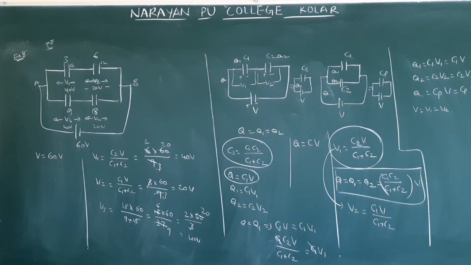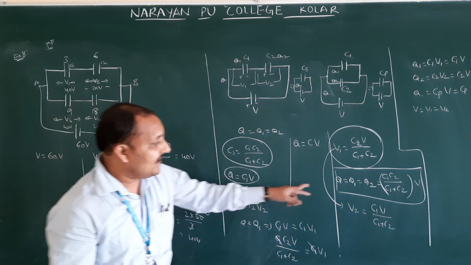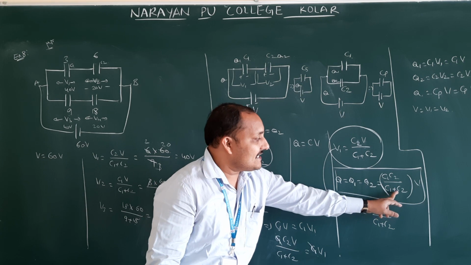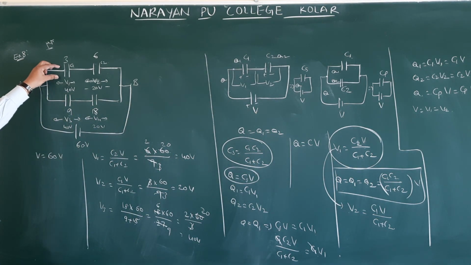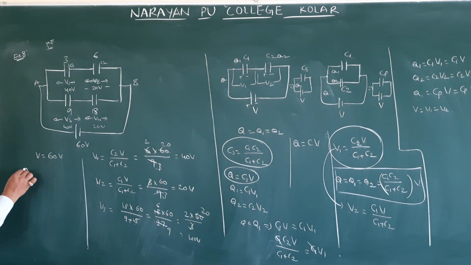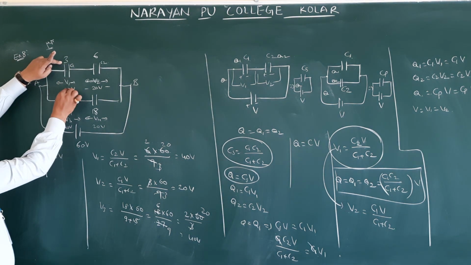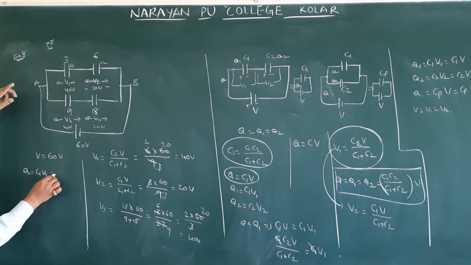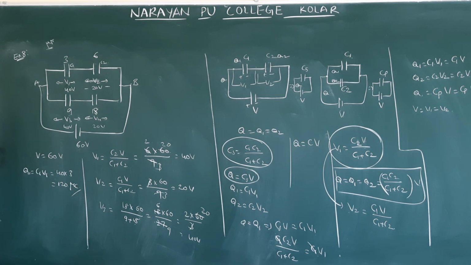Now they are asked the charge on each capacitor. Charge on each capacitor means which formula do we have to apply? Either Q = CV you can apply, or directly C1 C2 by C1 plus C2 into V, that formula also you can apply. Otherwise, Q1 is equal to what is the formula? Q1 is equal to C1 V1. So what is C1? 3. What is V1? 40. 40 into 3, how much? So 120 microcoulomb. So directly you will get it if you know the potential.